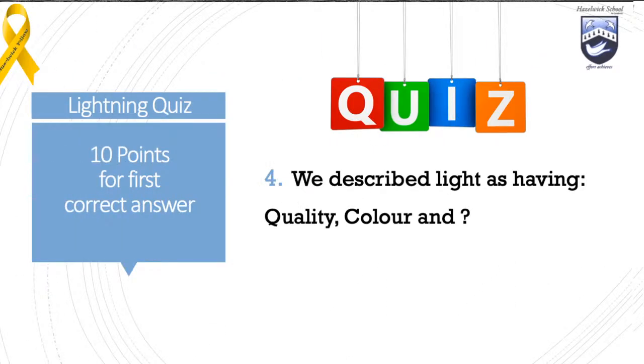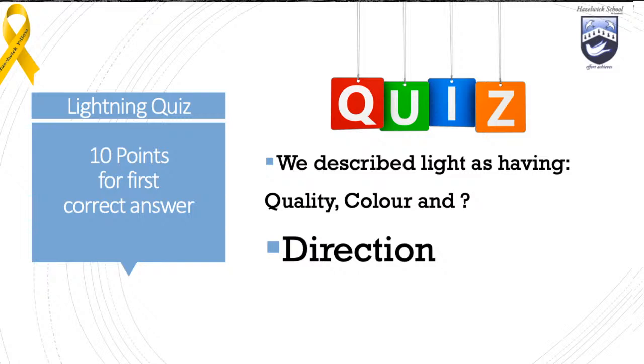So, next one. We describe light as having quality, colour and... focus. Strength. Focus. Intensity. Oh, I'm loving pressing this button. Strength, I guess. It's a ditty, let's do it again. Lizette, saturation? No. Well, good. I've beaten you twice. That's excellent news. So it's direction. Those were the three things.